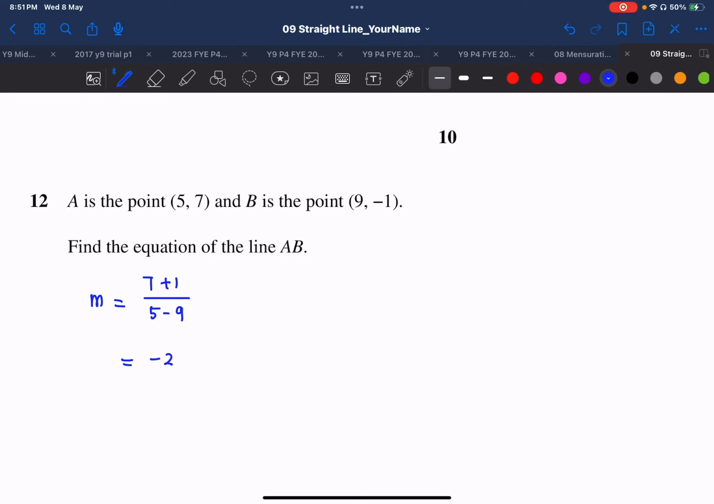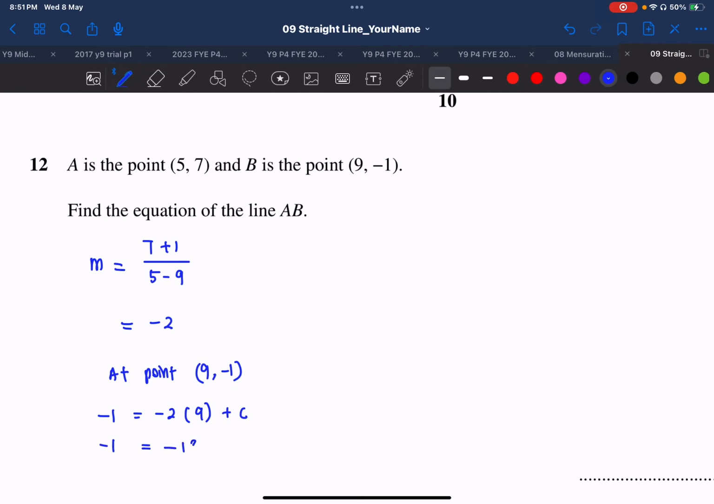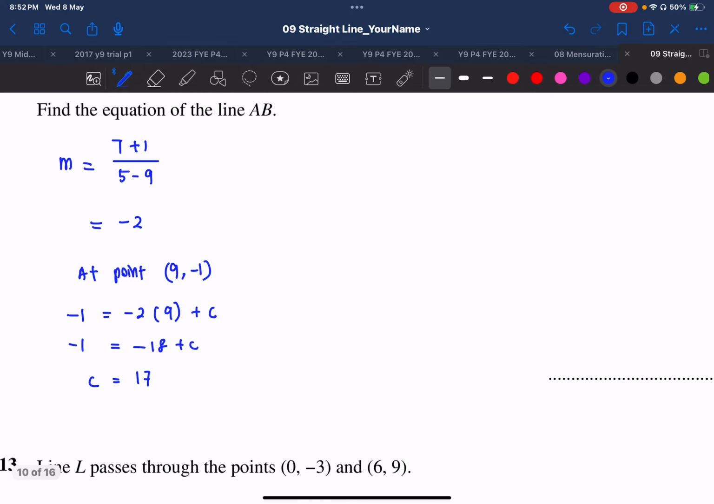Alright, so for the y you can take the point 9, -1. So the y is -1, -2x plus c. So it's -1 equals -18 plus c. C equals 17. So your equation is y equals -2x plus 17.